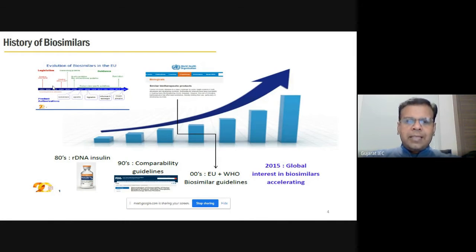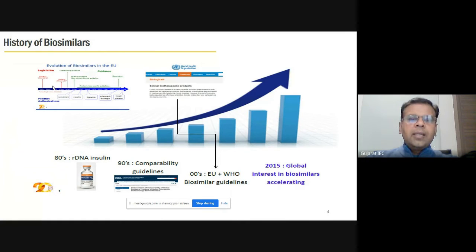Now, as we've seen, the whole week you've been bombarded with lots of biosimilar related talk. So that brings me to the history, how these things originally started. It goes back nearly to the 1980s, when insulin was prepared through recombinant DNA. That was regarded as a breakthrough achievement during the 80s.